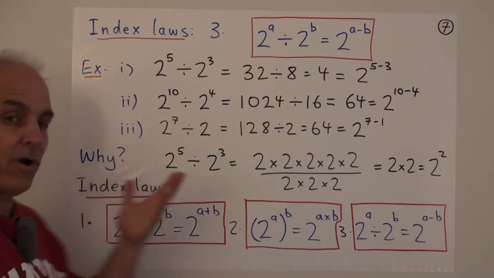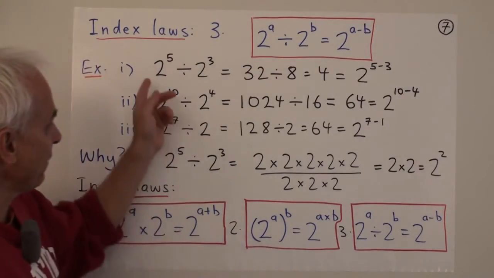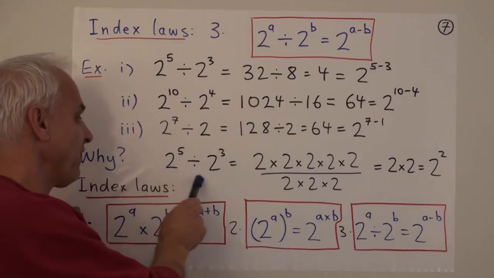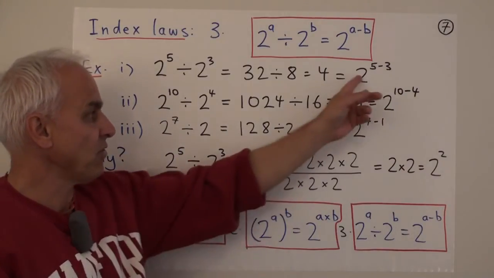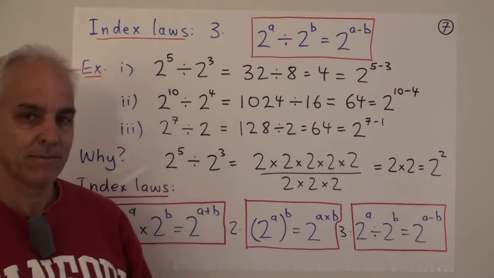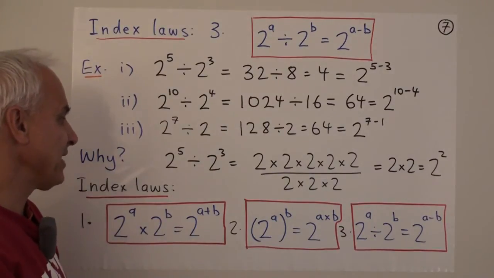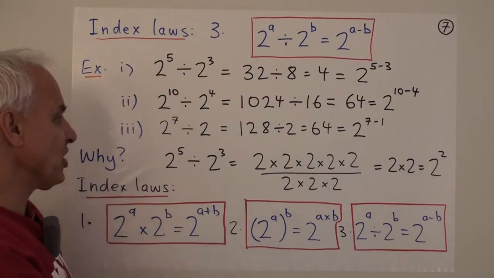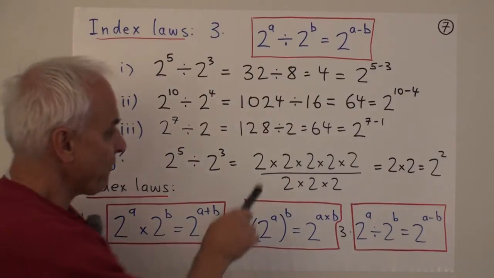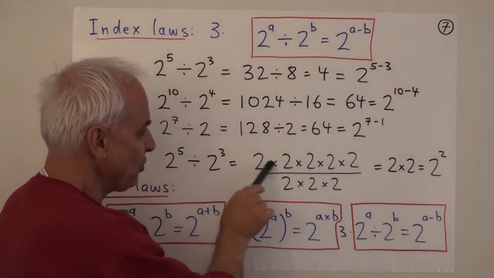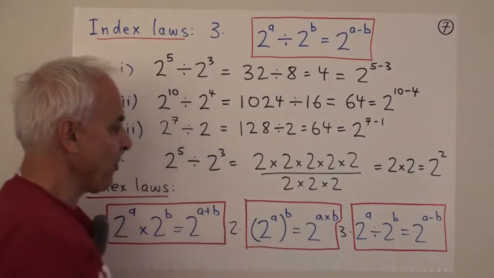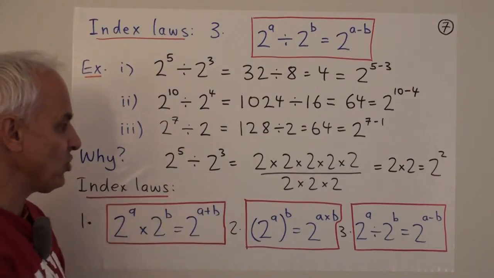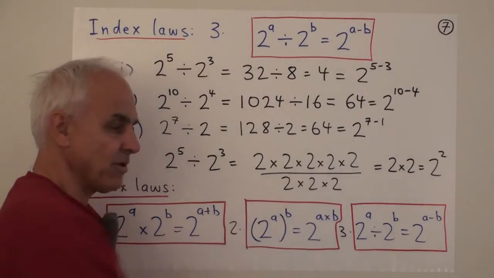Okay, so why does it work? Let's have a look at the first one. Why is it that 2 to the 5th divided by 2 cubed should be 2 to the 5 minus 3? Well, one way of thinking about it is to think of the division as being a quotient like a fraction. 2 to the 5th is 2 times 2 times 2 times 2 times 2. And we're dividing it by 2 cubed, which is 2 times 2 times 2.